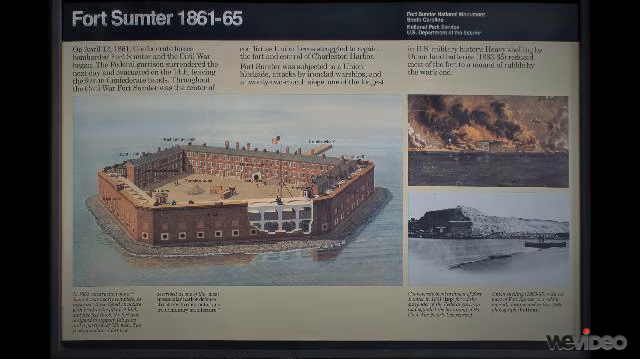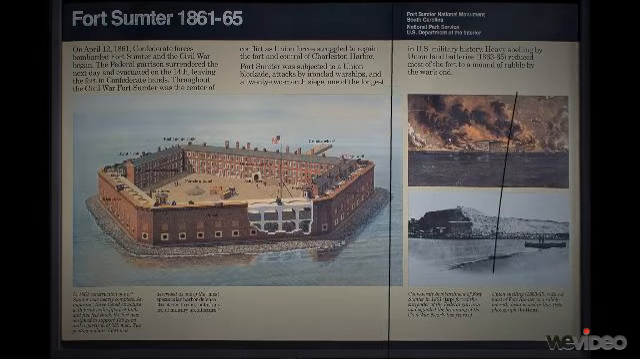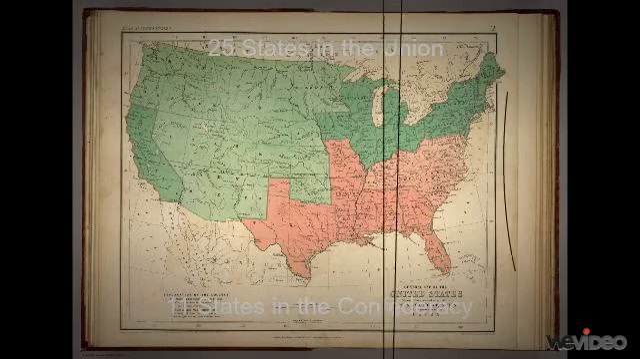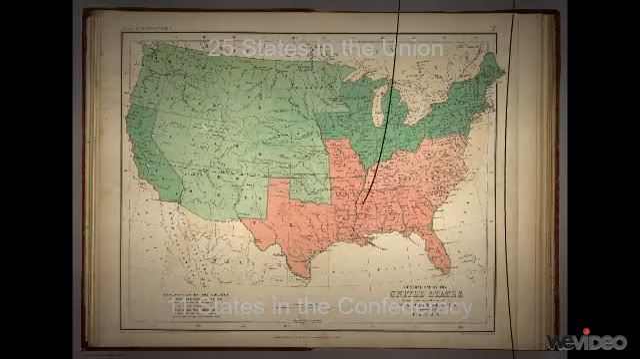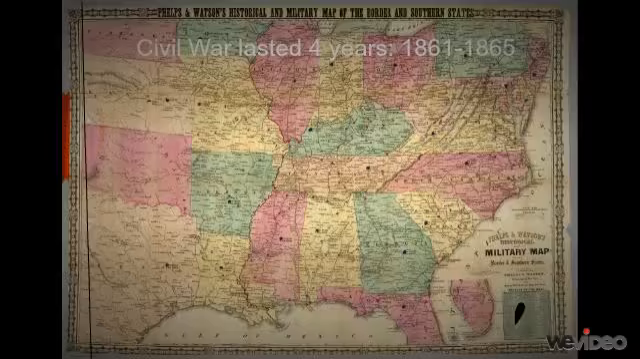Conflict began when Confederate forces attacked Fort Sumter in South Carolina on April 12, 1861. This led to the formation of volunteer armies in each state in the Union. However, 4 more states also broke away from the U.S. to join the Confederacy. So now, with 11 states in the Confederacy and 25 states forming the Union, the Civil War began. The Civil War lasted 4 years.